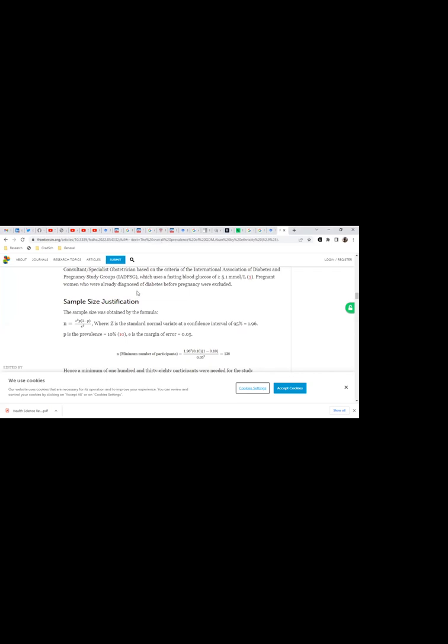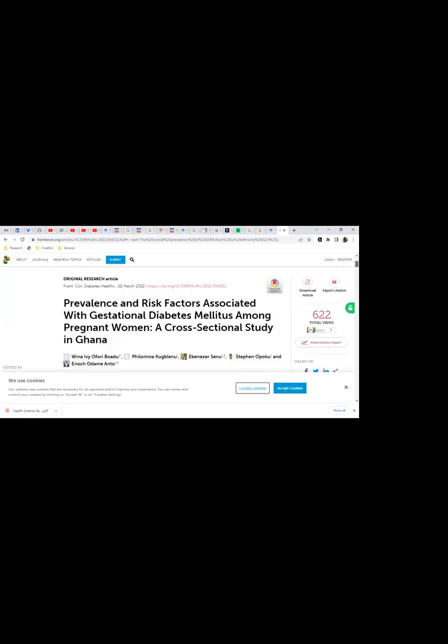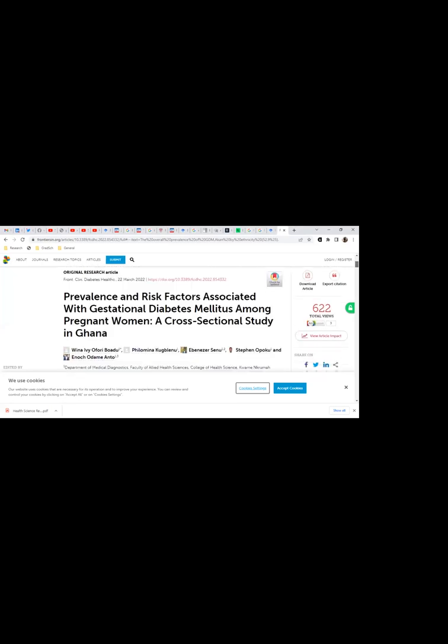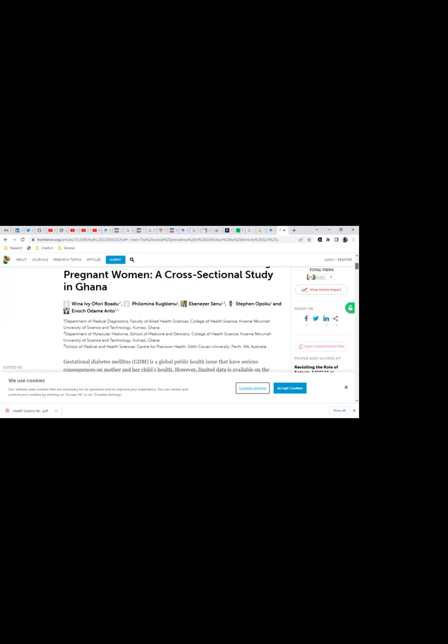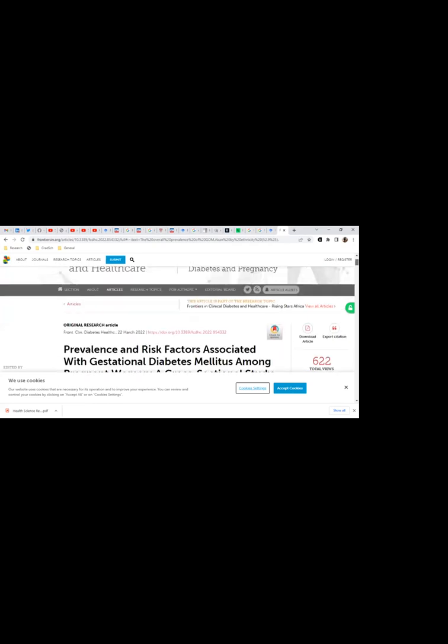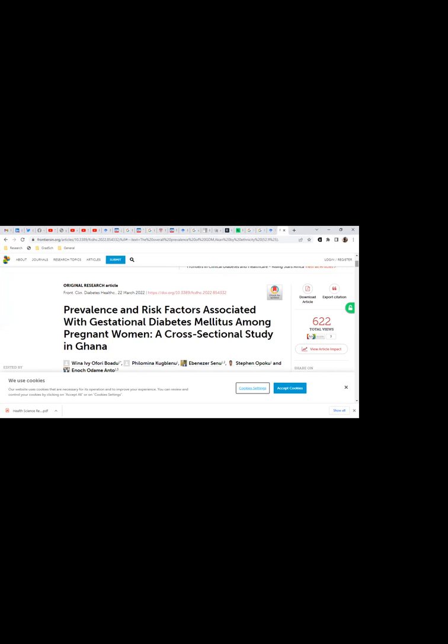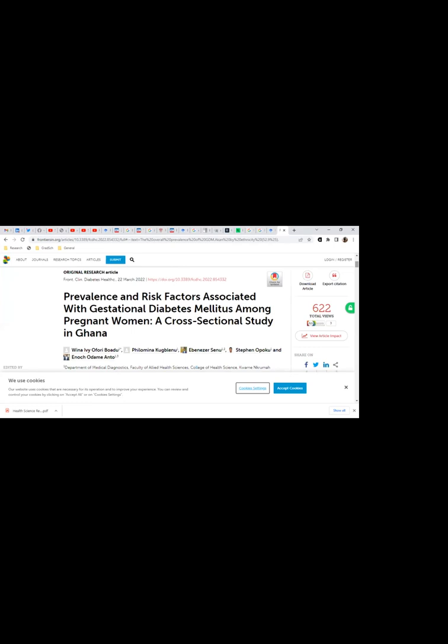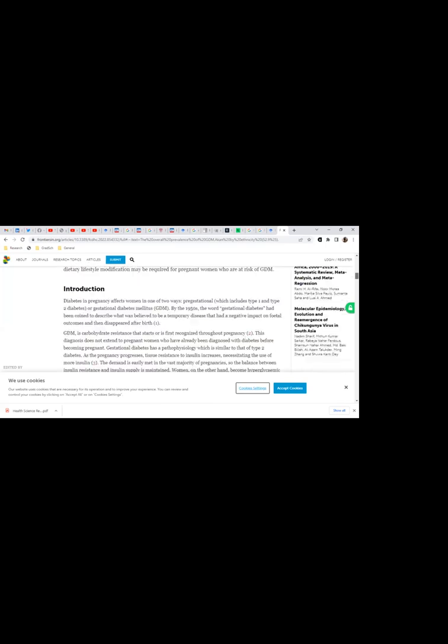Yes, I think I've gotten one of our papers now. Okay. So this one paper was looking at prevalence and risk factors. So you can screenshot this. Let them see the title. Prevalence and risk factors associated with gestational diabetes mellitus among pregnant women: a cross-sectional study in Ghana. Okay, go to the sample size calculation section.